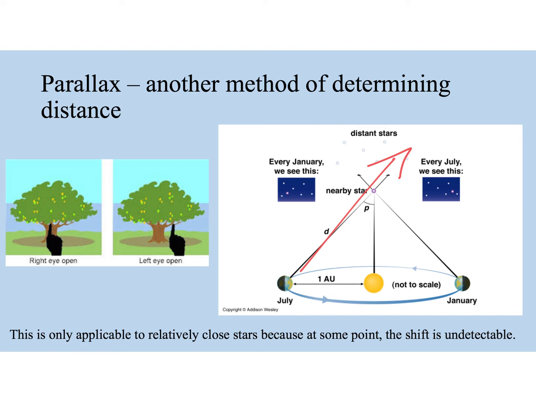6 months later, looking toward that same star, you see it with a different group of stars in the background since Earth has moved to the other side of the Sun. This method works only for nearby stars, as the shift the star makes looks smaller and smaller the farther away the star is. At some point, no shift is detectable, meaning that we can't calculate the distance.